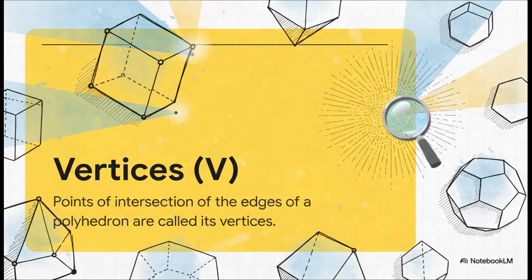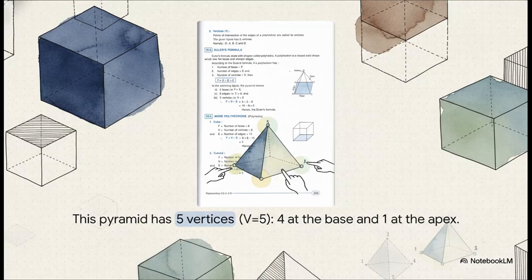Easy enough? Next up, we've got vertices. We'll call these V. And again, it sounds fancy, but it's not. Vertices is just the math word for the corners. You know, the pointy bits where all the edges meet. Let's stick with our pyramid here. It's easy to just count the corners. You've got the 4 on the bottom, and then that one sharp point right at the top. So for our pyramid, that means V equals 5.